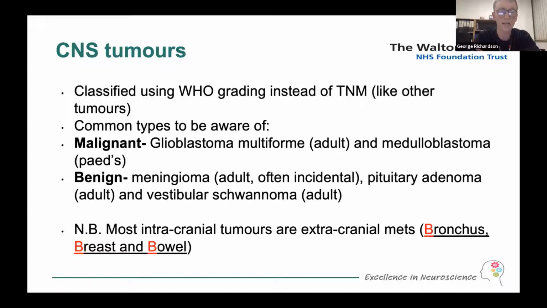And then benign lesions, so meningiomas, the most common primary brain tumor, more common in adults and quite often incidental. And then pituitary adenomas as well, which are more common in adults, as are vestibular schwannomas. Just to note at the bottom there, though, that most intracranial tumours are actually extracranial mets, and the three most common of those are bronchus, breast, and bowel, and obviously bronchus being lung cancer, so lung cancer, breast cancer, and bowel cancer are the three most common causes.